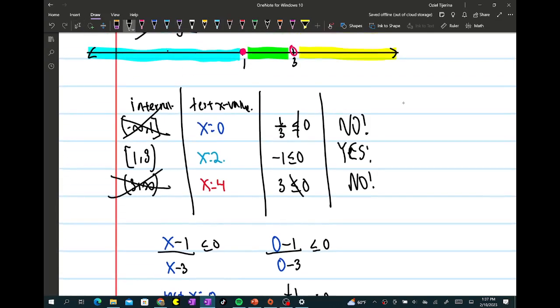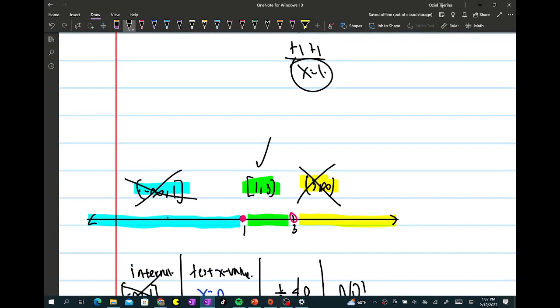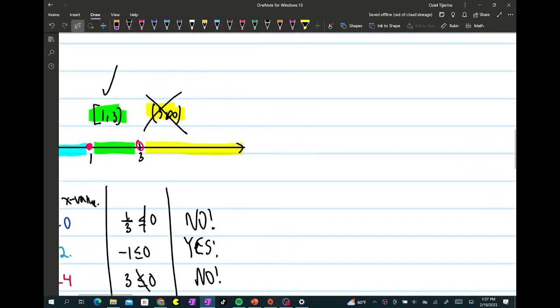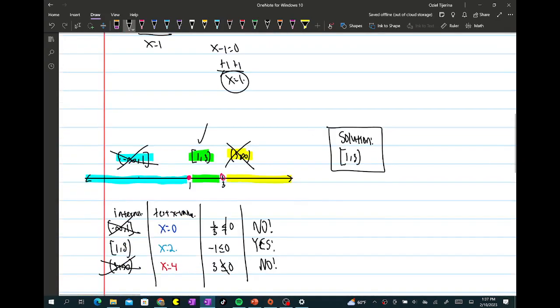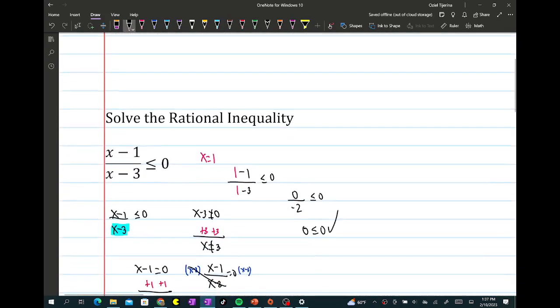So this interval will not work. So what's my solution? My solution will end up being the interval from 1 to 3, where 1 is included in the interval. So this is my solution to this inequality. Okay, so that is how you do this problem, guys.